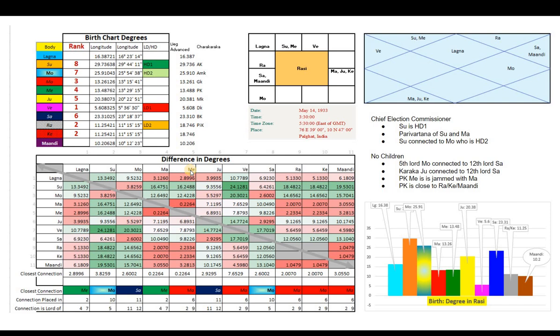And PK, which is Mercury, if you see all red here, very close to Rahu, Ketu, Mandi, Mars, and also Lagna. So this table would be useful to you. I think this is my last slide. I will put links for both the Excel file and this PowerPoint, so that you will be able to appreciate and also use the Excel for other charts. Thank you very much.